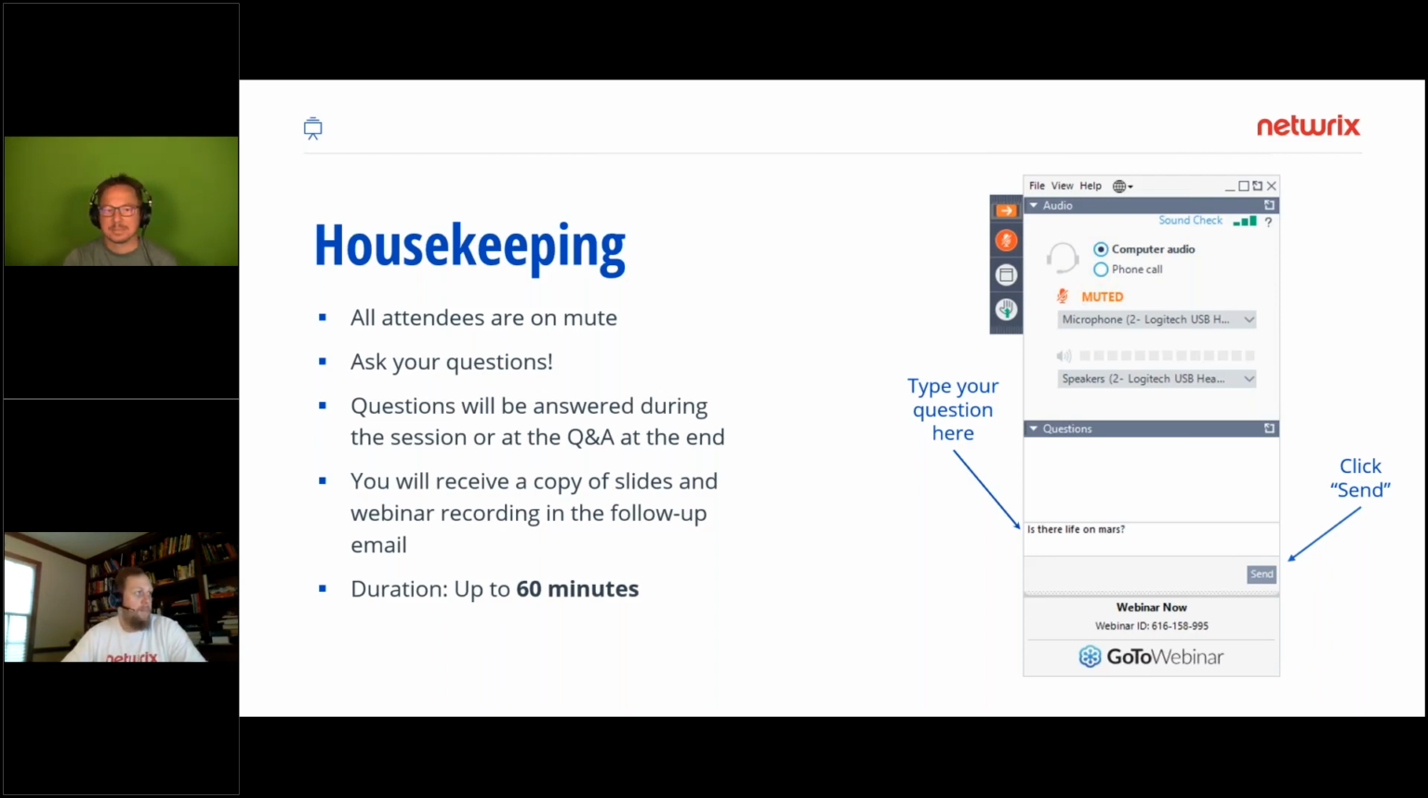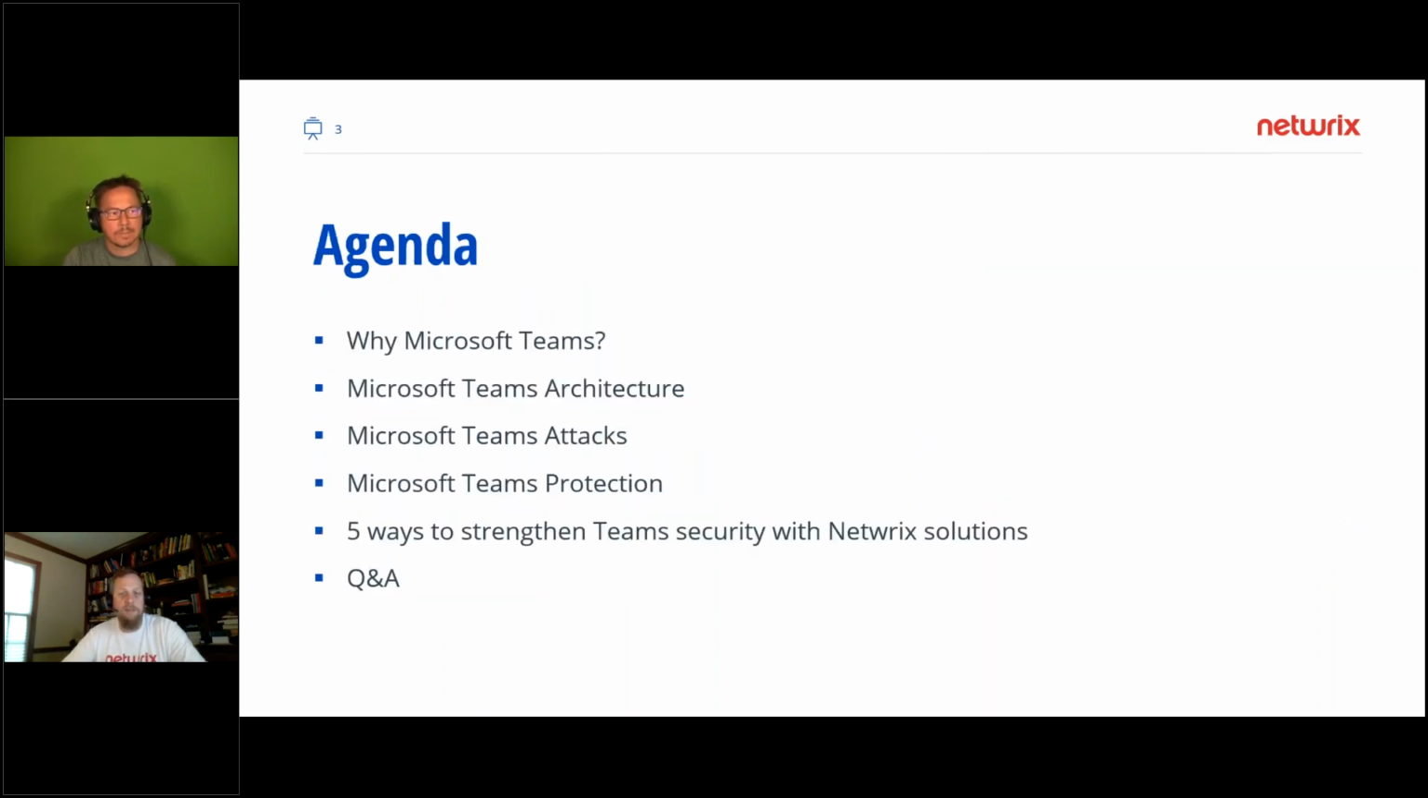So real quick, we'll talk about the agenda. So again, why Microsoft Teams? That's probably a no-brainer for everybody here at this point who's on this webinar. But we'll talk a lot about architecture, obviously attacks, protections, and then I'll talk about the 5 ways that you can strengthen security through Networks as well. And then we'll dive into the Q&A. So if you have questions as we go along, please throw them out there.